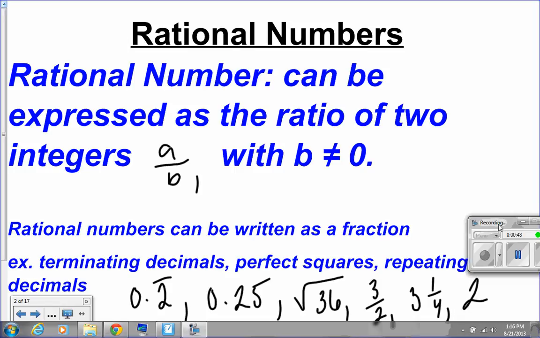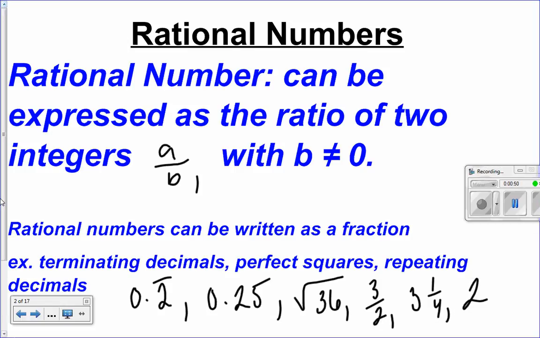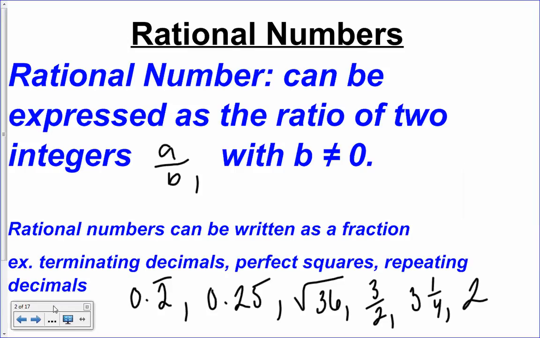So, rational number. Rational numbers can be expressed as the ratio of two integers, a over b, with b not equal to 0. So basically all that means is rational numbers can be written as a fraction. I'll give you some examples. Terminating decimals, perfect squares, repeating decimals. All of these numbers are rational numbers. I also gave you a mixed number, an improper fraction, and a whole number. They all can be written as a fraction.